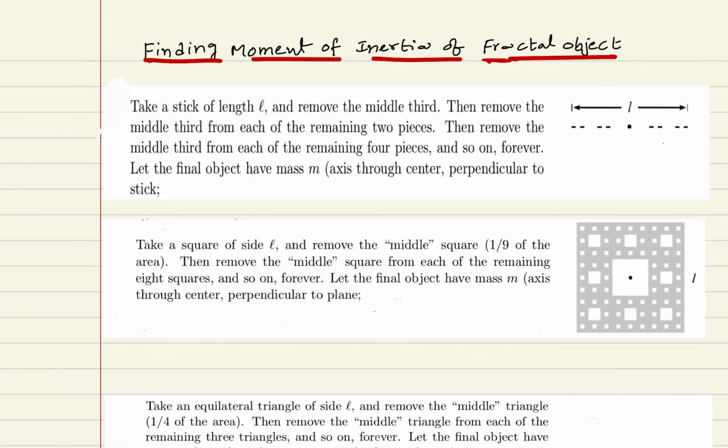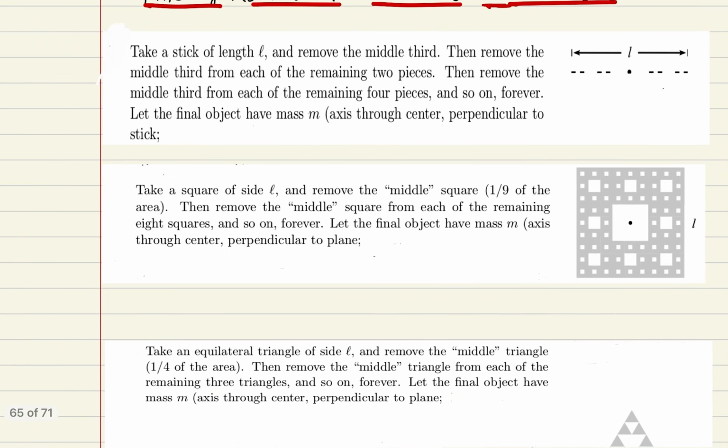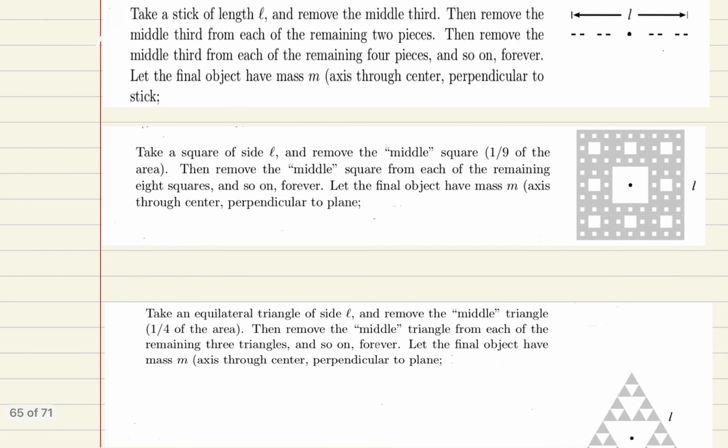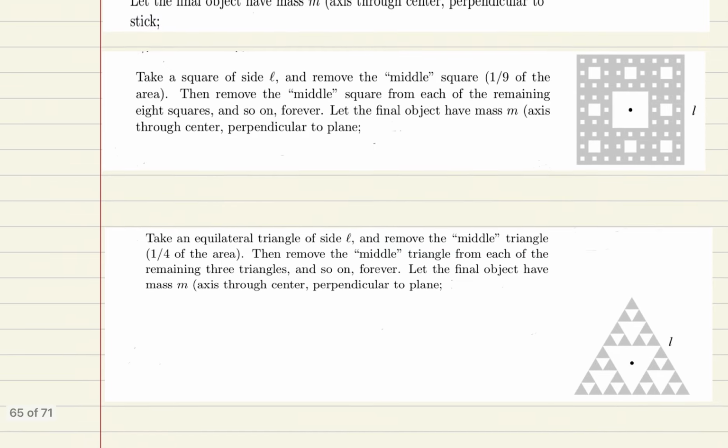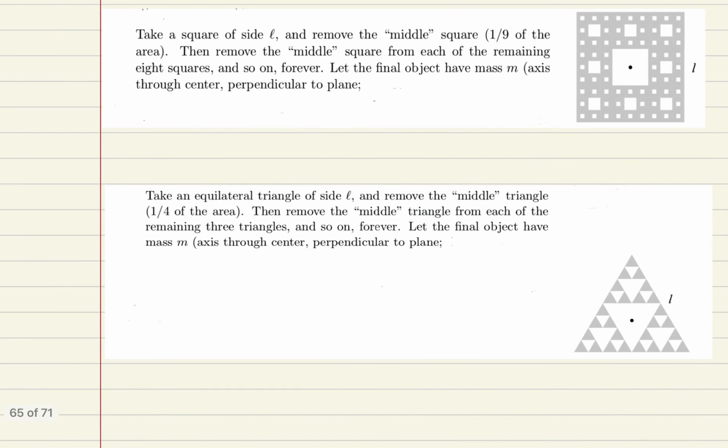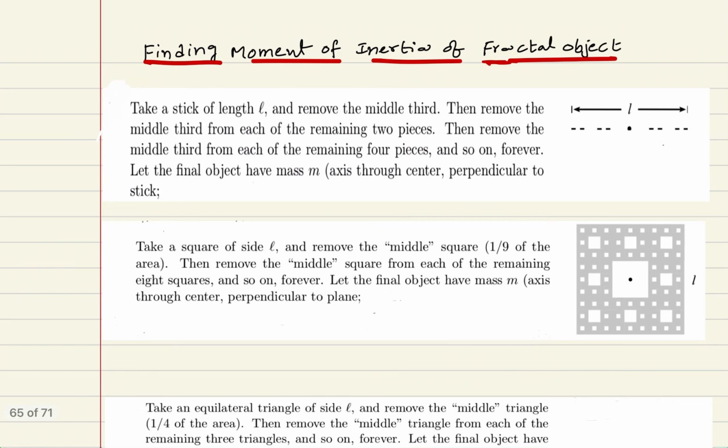Hi everyone. Now I am going to discuss how to find the moment of inertia of fractal objects. Earlier I gave these three questions. We can go through this. A rod, where one third of the mass is removed. A square plate, where 1/9 of the area is removed. And last, a triangle, where 1/4 of the area is removed. That I am going to discuss now.